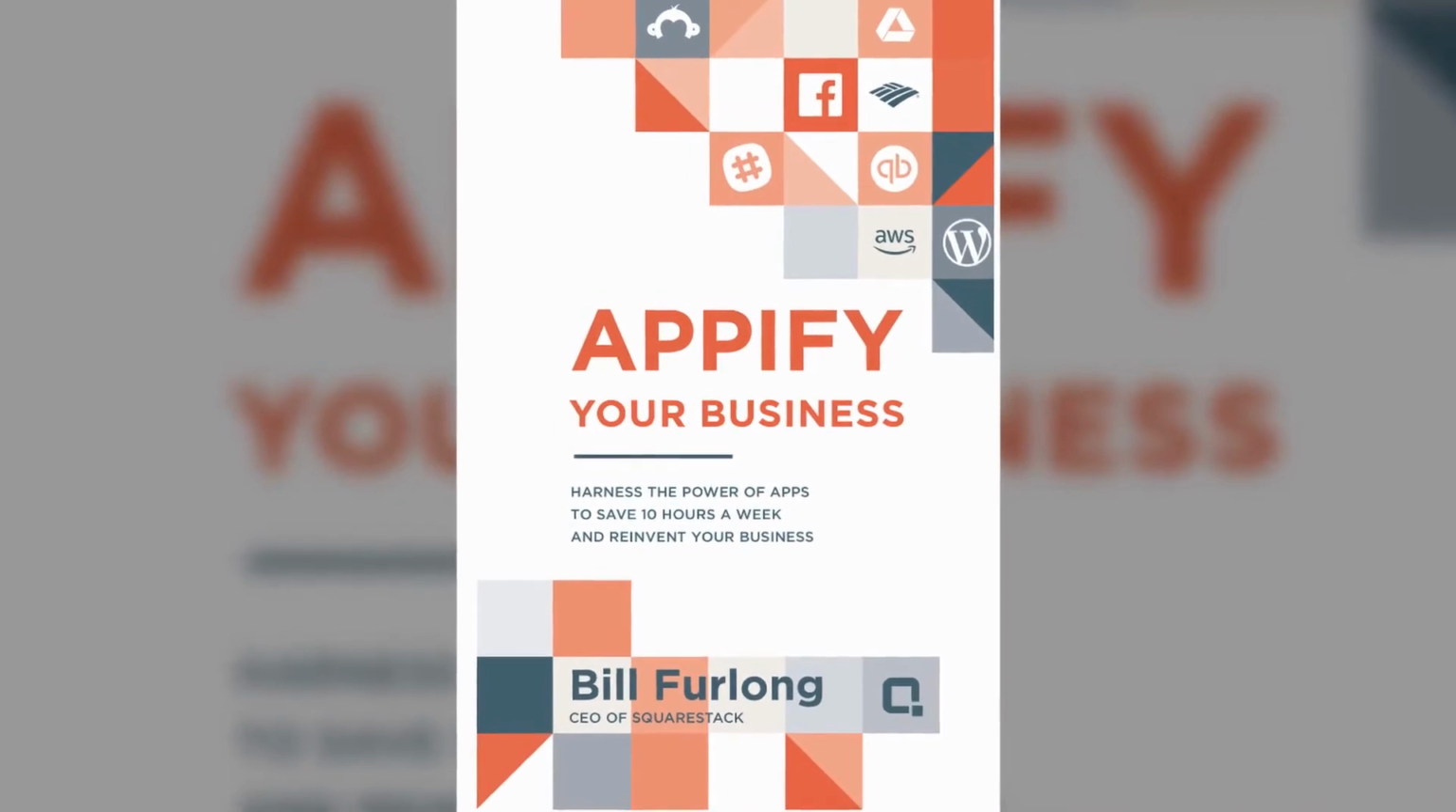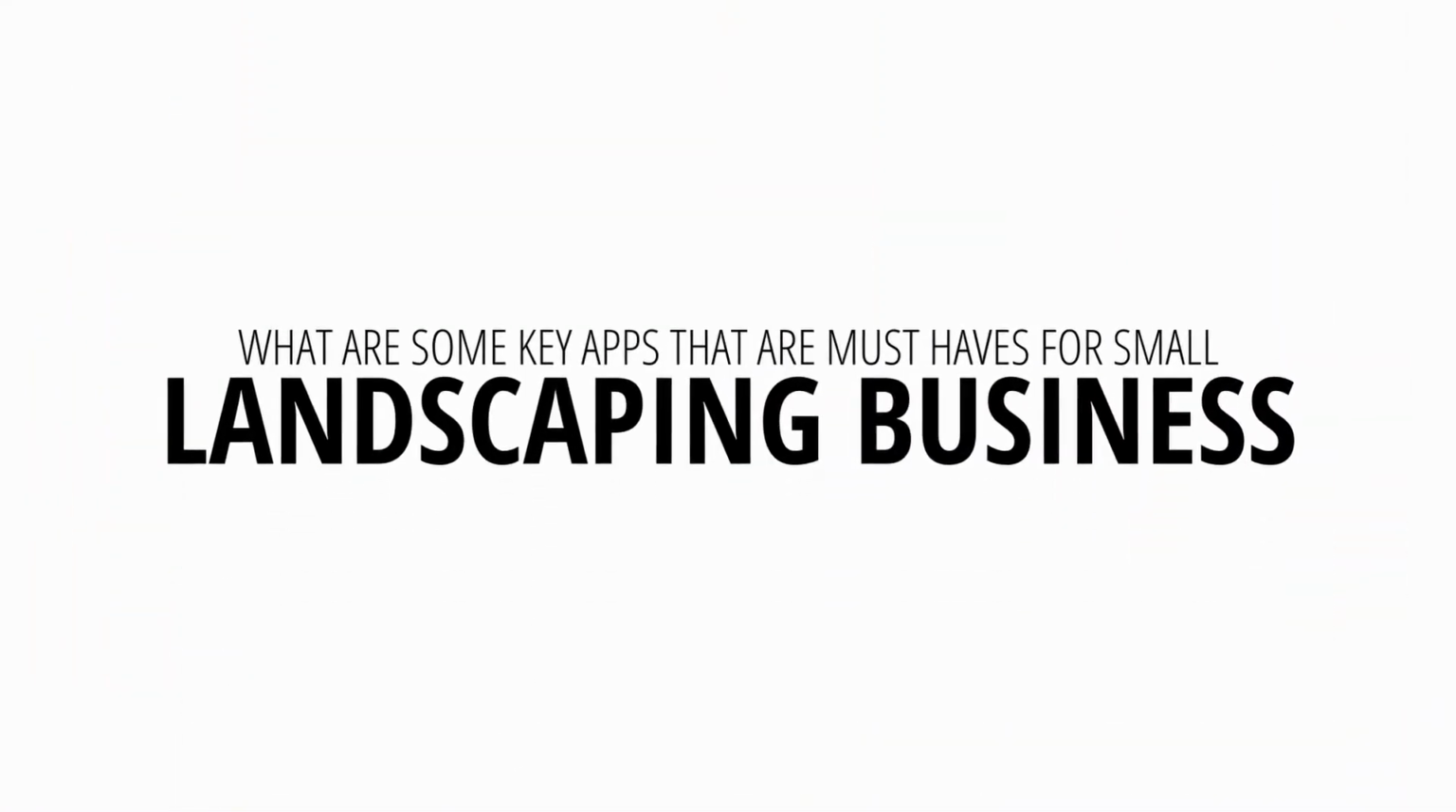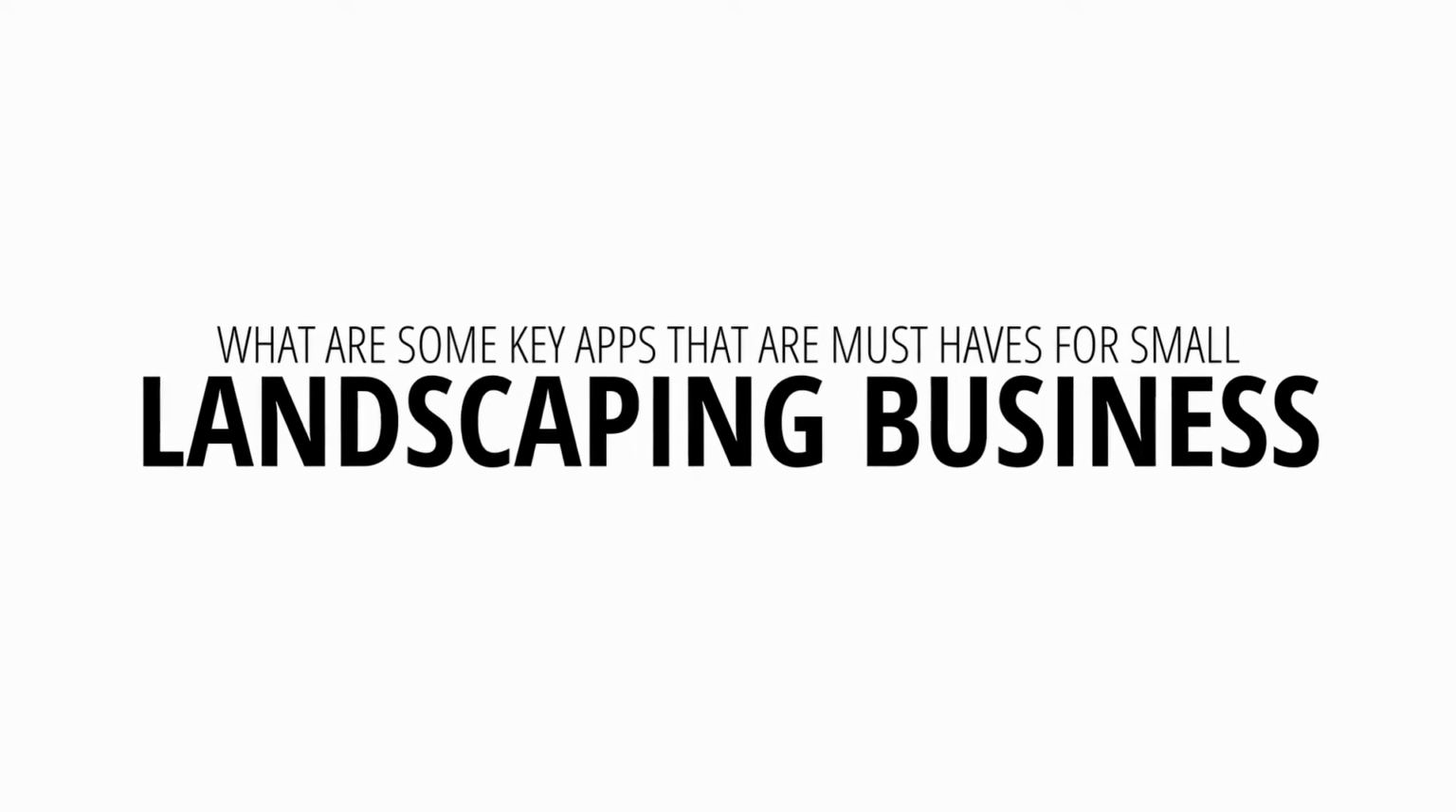So let's jump right into today's video. In chapter 2, you mentioned app functionalities, and they were listed like social media management, productivity and project management, e-commerce, all of those things. What are some key apps that are must-haves for a small landscaping business?